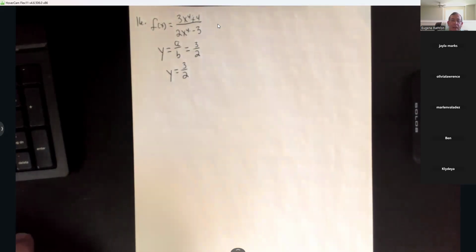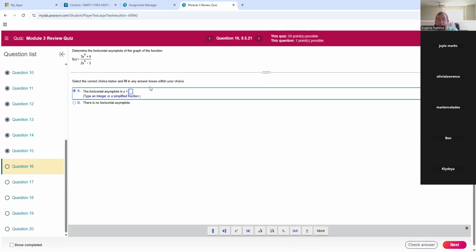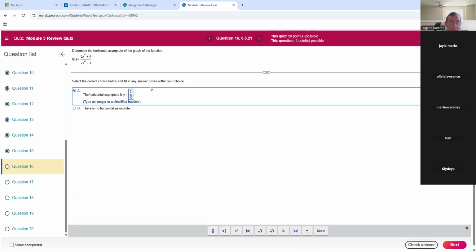All right, so that was 3/2. So let me go to MyMathLab. And they got the y equals already, so you shouldn't miss that because they've already got the y equals. So just come in and put 3 divided by 2, and then be done with that one.